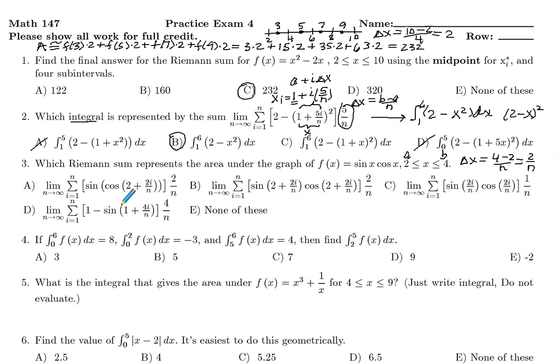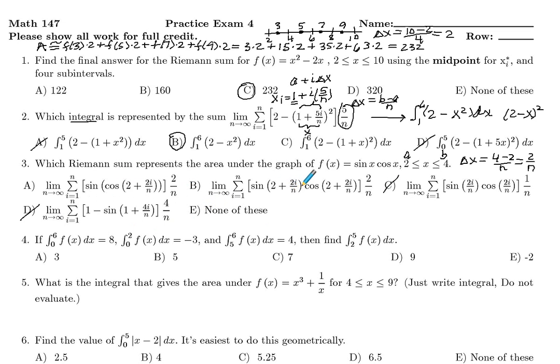And remember, all of these things are adding up base times height. So this is your height, this is your base, 2 over n. This part is your height, base, 2 over n. This is your height, base, 1 over n. Oh, that guy's out. And then this is your height, and base 4 over n. That guy's out. So now it's either a, b, or none of these.